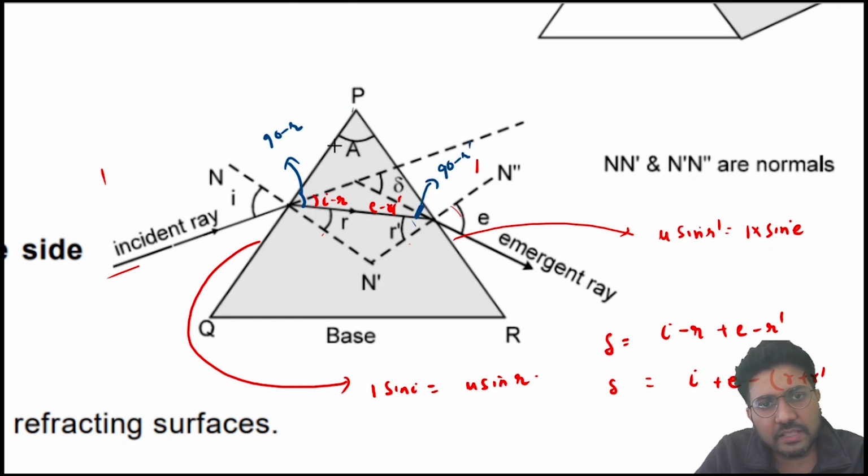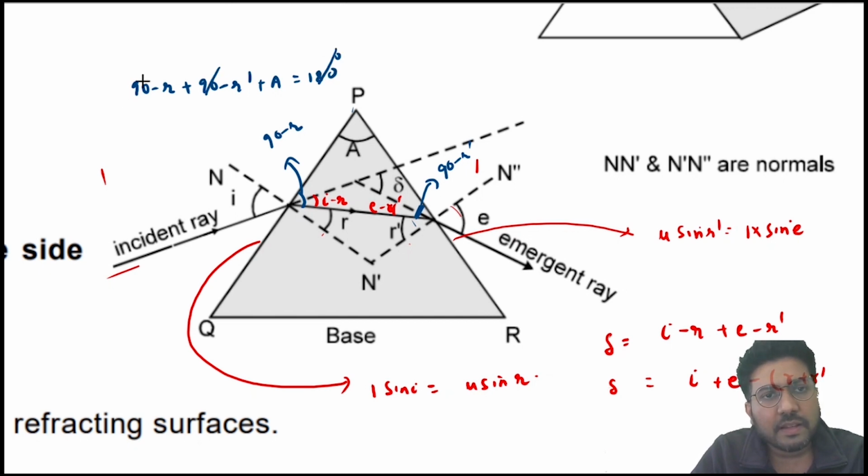Now if you look at this triangle carefully, then 90 minus R plus 90 minus R dash plus A has to be equal to 180 degrees because it forms a triangle, right? So I'll write the relation here: 90 minus R plus 90 minus R dash plus A has to be equal to 180 degrees. That means this cancels, and you will get R plus R dash is equal to A.